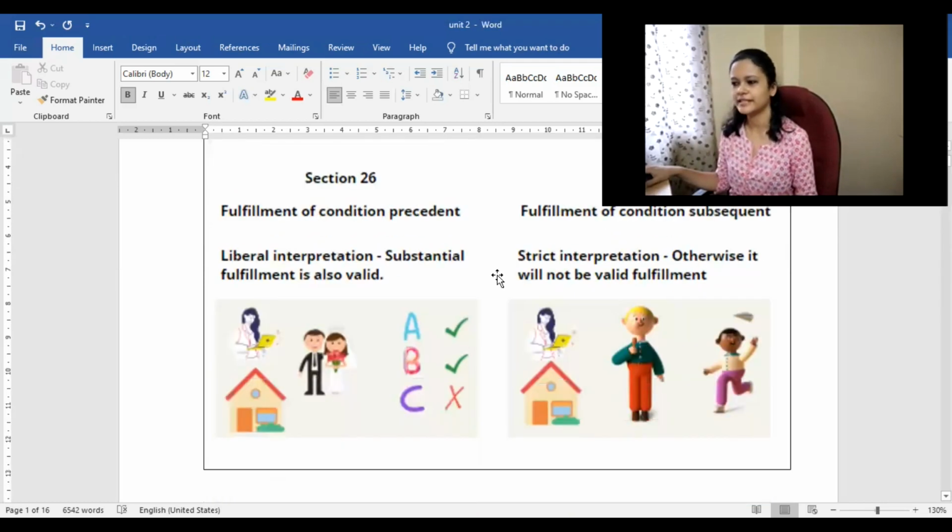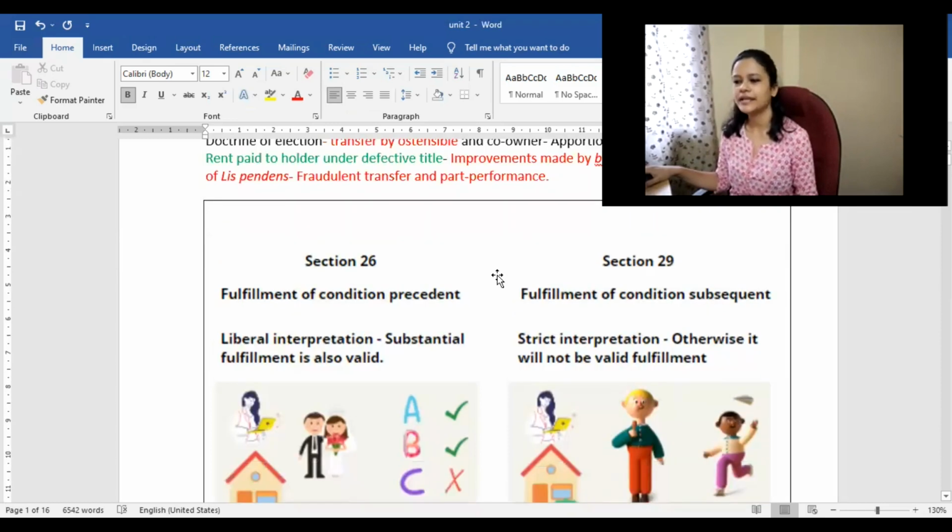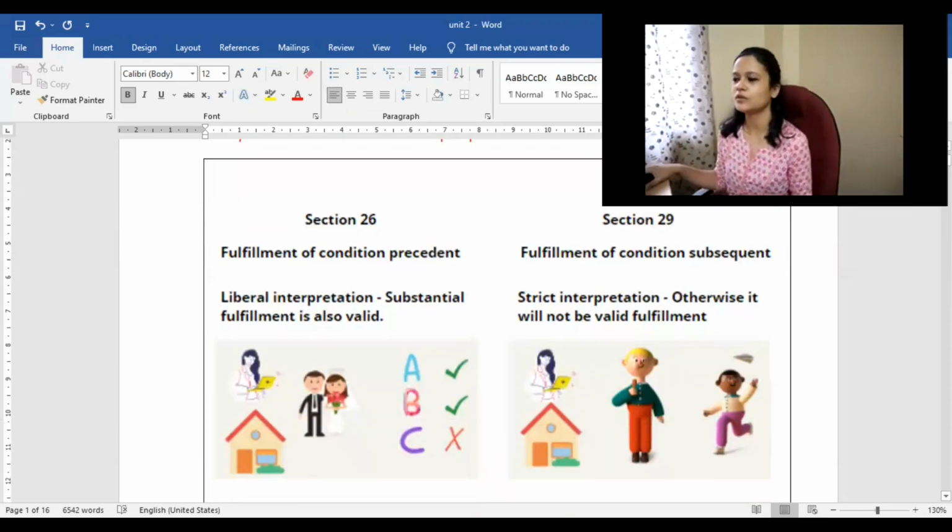So first thing that we have is regarding the condition. We know that transfers may be conditional also. There may be some condition that if this happens, this transfer will take place, like vested and contingent interest we have, right? It may be that this property will get transferred after my death. So death is certain, that would be vested interest. Or it might be that this property will get transferred if you secure 90% marks in your boards.